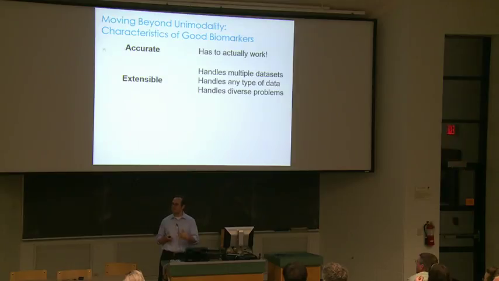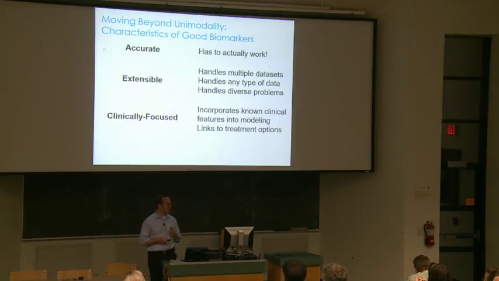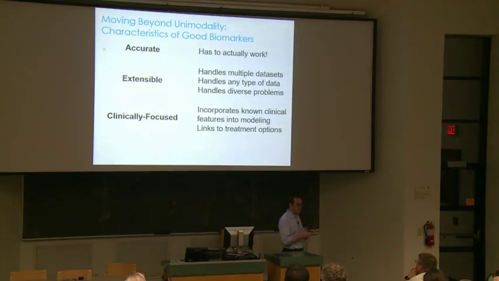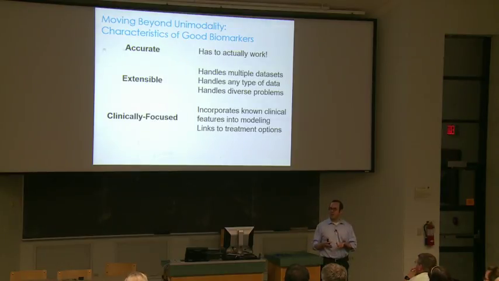that will handle diverse problems because clinical care pathways are not single decisions, that incorporate known clinical features into the modeling so we don't reinvent the wheel and pretend that all tumors are the same or that we don't know about differences in how cancer presents. And of course, it should probably link to treatment options and in a socialized healthcare system, probably even to quality of life and cost considerations so that we're making decisions in a balanced way across the healthcare system.